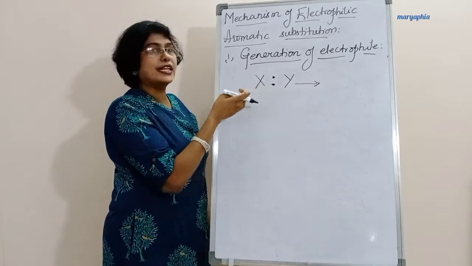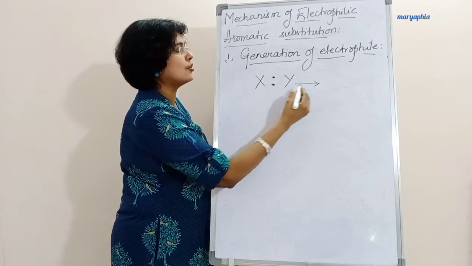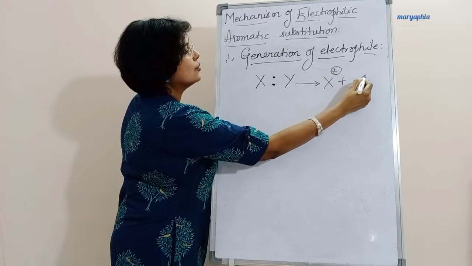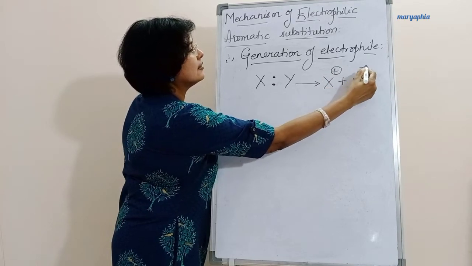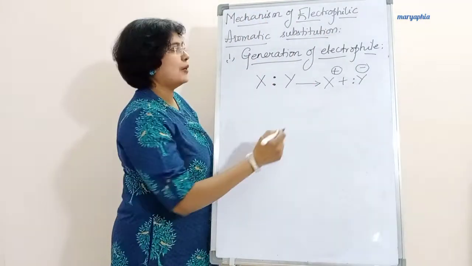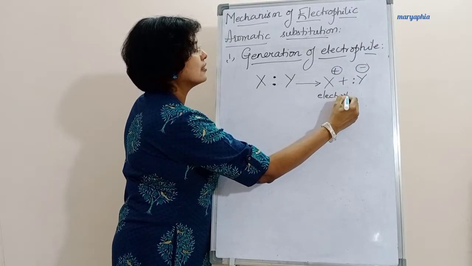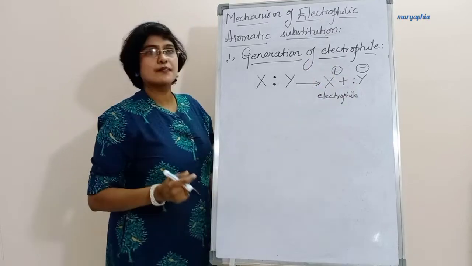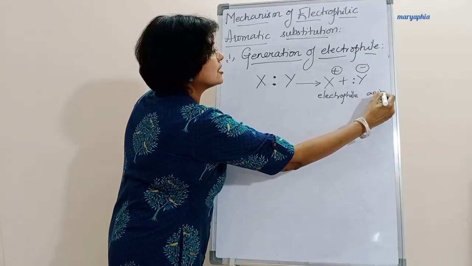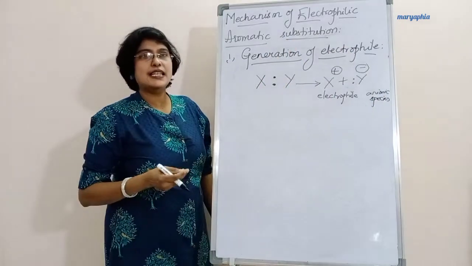If Y is more electronegative than X, then Y comes out with the 2 electrons, leaving X plus, and Y with the 2 electrons gets a negative charge. Now this X plus is called the electrophile, and Y minus we call the anionic species. Okay students, now this is the first step.